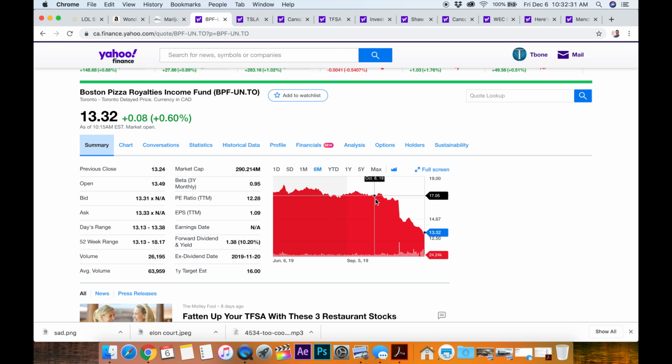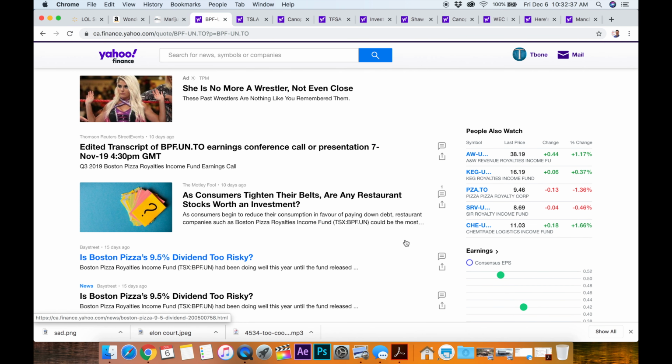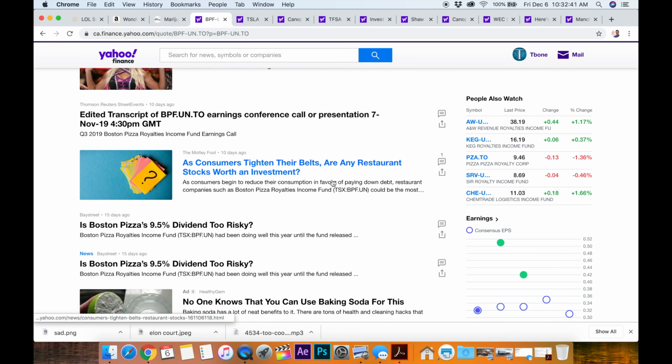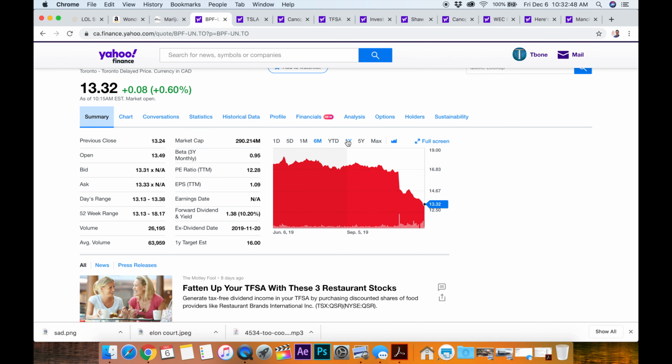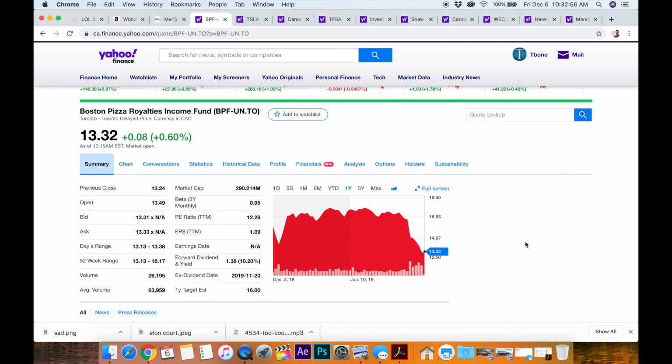Ooh, I don't like that. So it fell off the rails here for some reason. As customers tighten their belts, are any restaurant stocks worth an investment? I don't know. That's a little unnerving, but again, some of these high yielders, it's sort of dropping off a cliff right there. So if I had bought that, I'd be down big. But hey, look at Antero Midstream. I'm down on that too, and it's not scaring me off. So have we hit a bottom here?